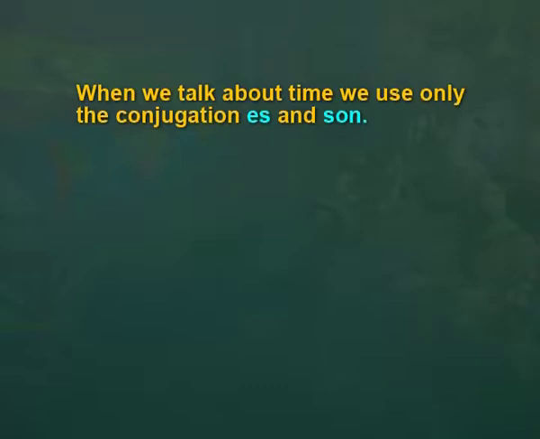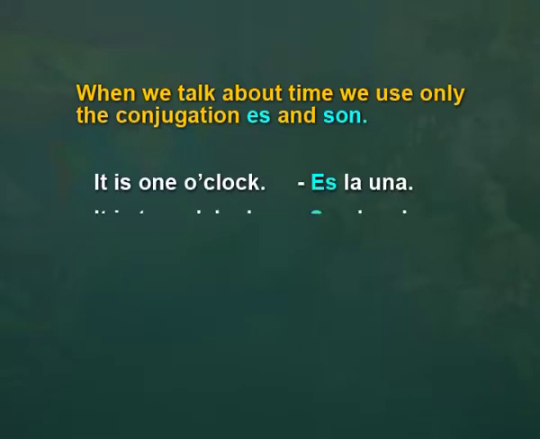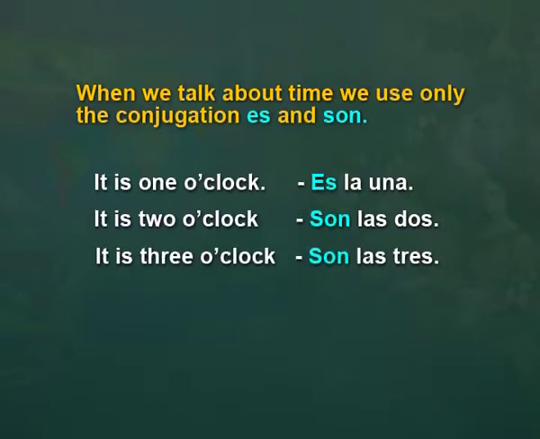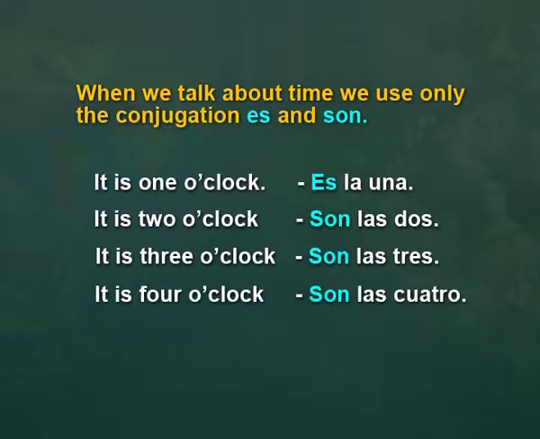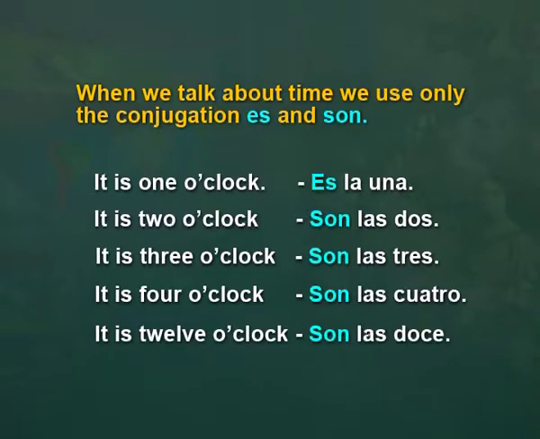When we talk about time, we use only the conjugations es and son. It is 1 o'clock, es la una. It is 2 o'clock, son las dos. It is 3 o'clock, son las tres. It is 4 o'clock, son las cuatro. Or it is 12 o'clock, son las 12.